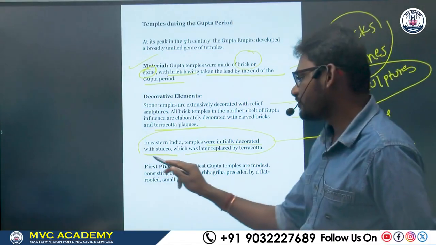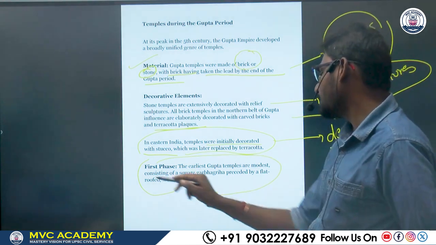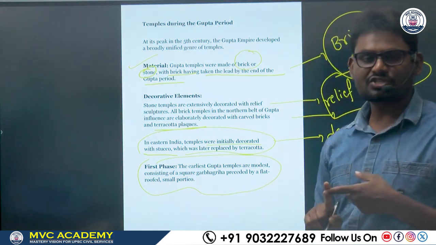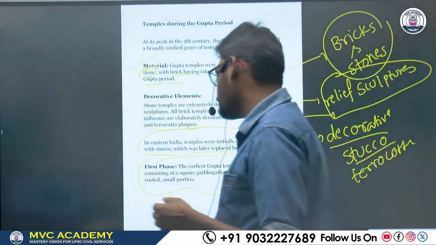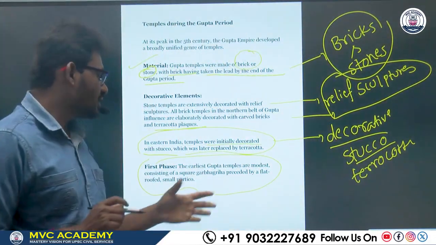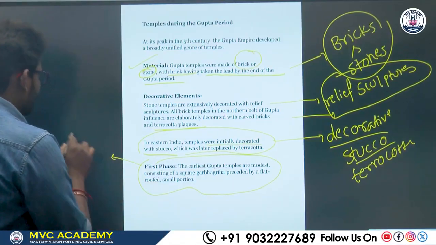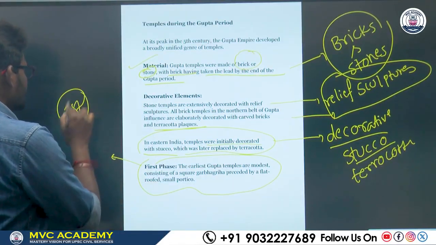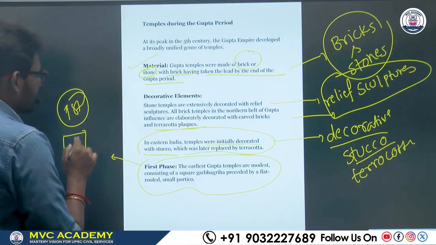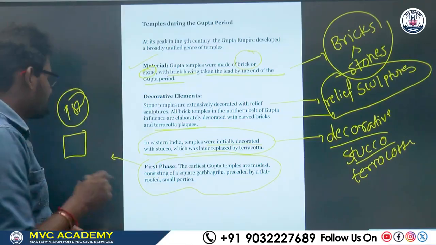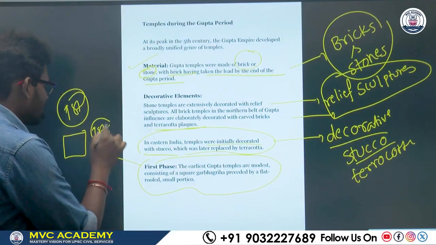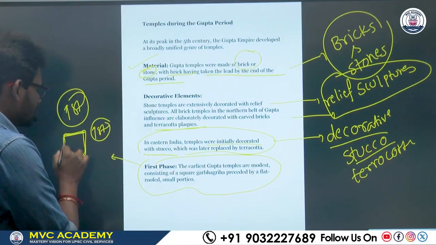So the first phase of temples. The earliest Gupta temples are modest, consisting of a square Garbhagruha preceded by a flat roofed small portico. So simply remember that the first phase of Gupta temples was associated with a square Garbhagruha.